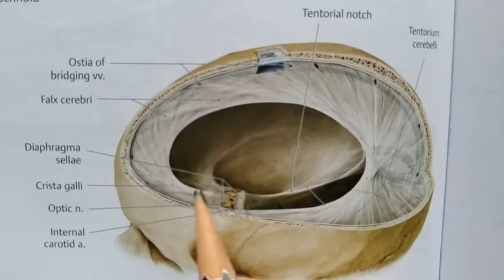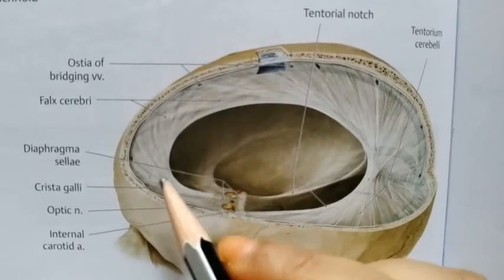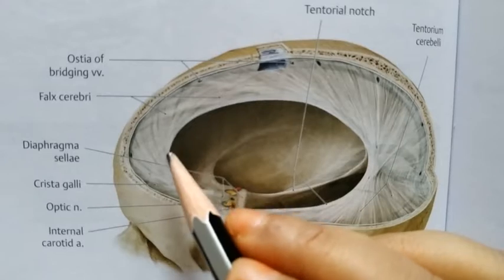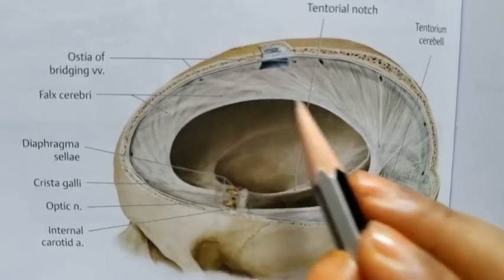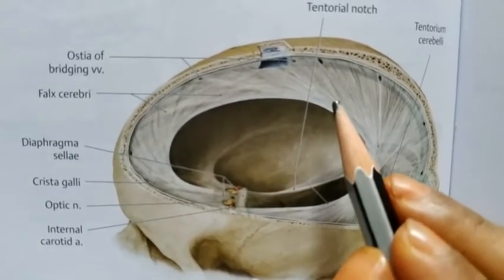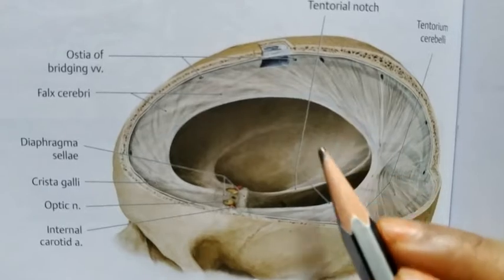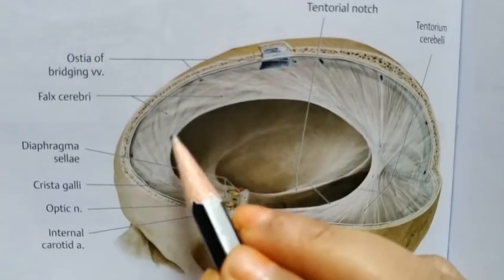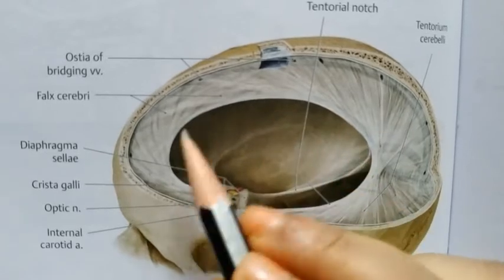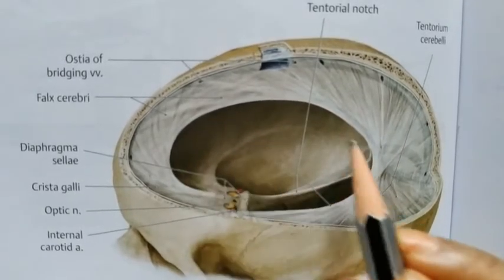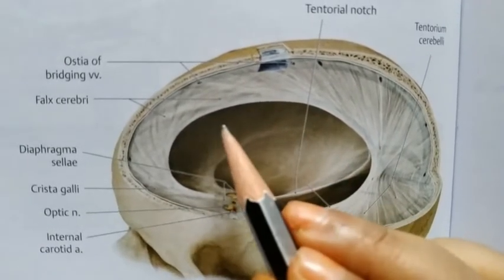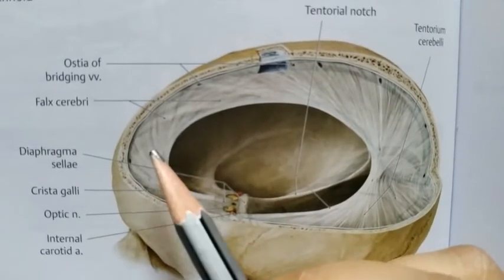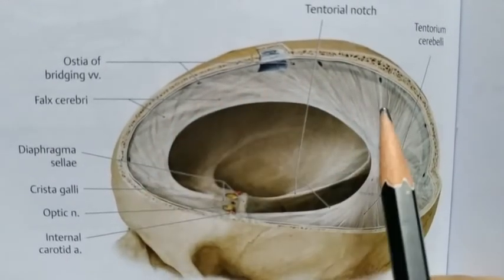Then the inferior, the concave margin. The concave margin of the falx cerebri is free, and the posterior part of the concave margin is attached to the corpus callosum. The free margin of the falx cerebri contains the inferior sagittal sinus. So this is the falx cerebri.